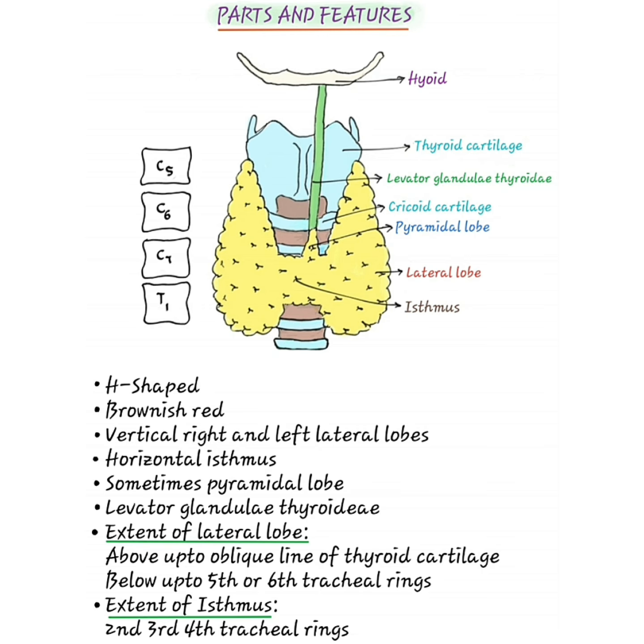Let us revise parts and features. It is an H-shaped gland. It is brownish red in color. It consists of two vertical right and left lateral lobes connected with each other through the horizontal isthmus. Sometimes a pyramidal lobe may be present. It is an upward extension from the isthmus. It usually lies left to the midline. It is connected to the body of hyoid through the levator glandulae thyroidae, which is a fibrous or fibromuscular band. Extent of lateral lobe: above it extends up to the oblique line of thyroid cartilage, below it extends up to the fifth or sixth tracheal rings. The isthmus lies in front of second, third, fourth tracheal rings.